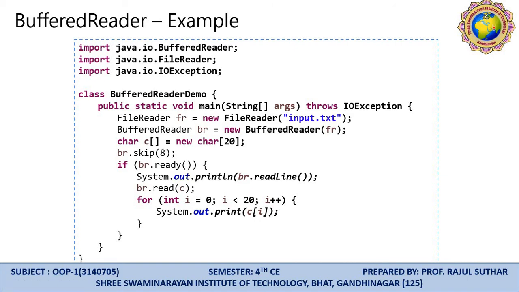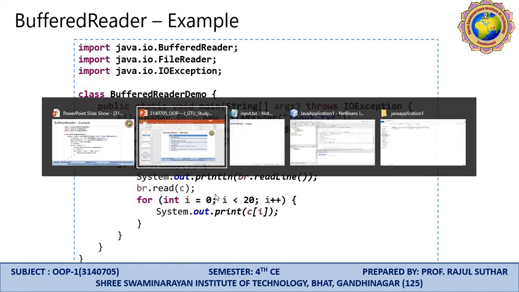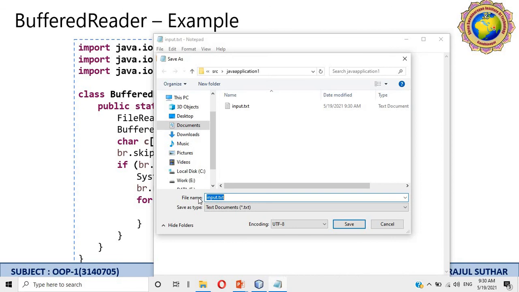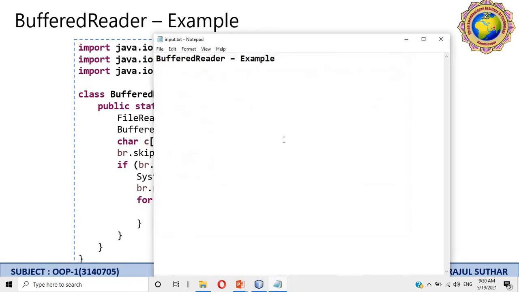Let me check the output of this program. For that, you have to create one file, input.txt. Name the file input.txt and save it where your Java NetBeans application is stored. I replace the file for the reader. In this example, if we write or modify the file, just go into the program.